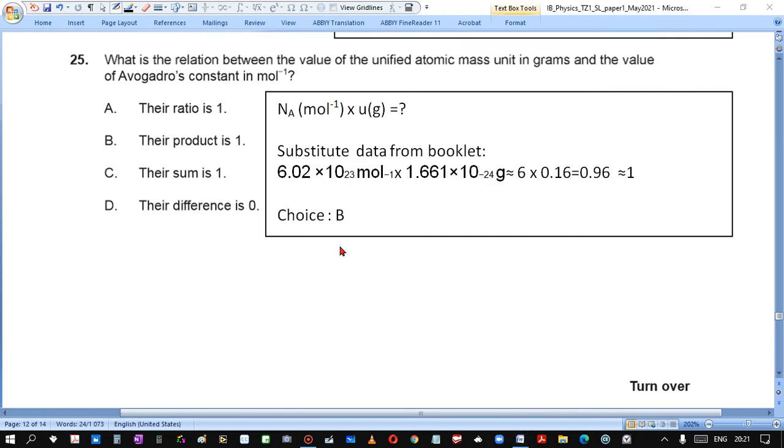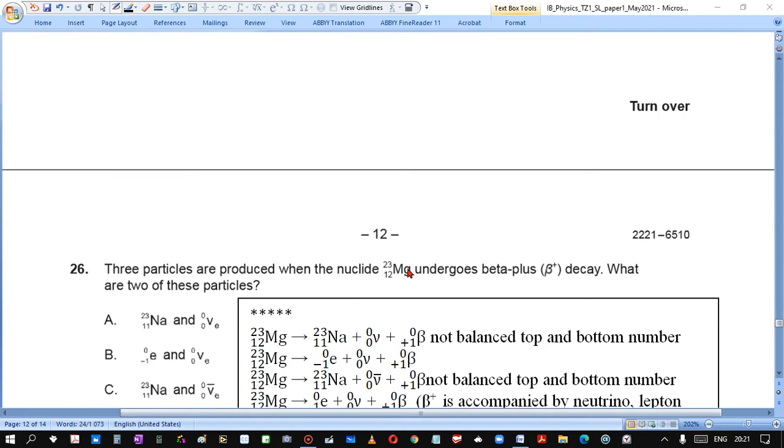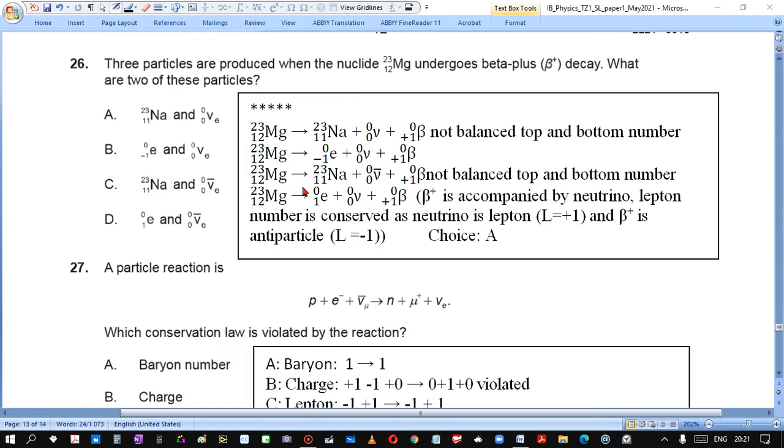Question 25. What is the relation between the value of unified atomic mass in grams and the value of Avogadro constant in mol minus 1? I checked that product approximated give 1. So answer is B. This is a difficult question.